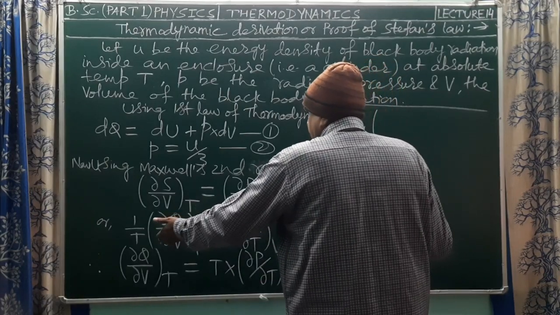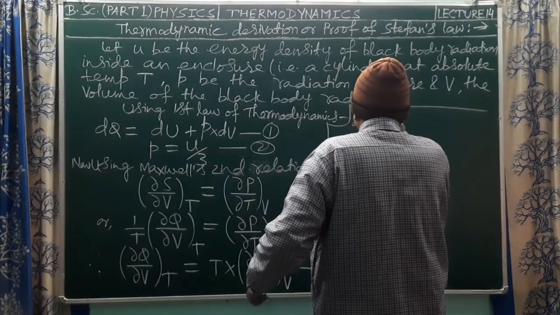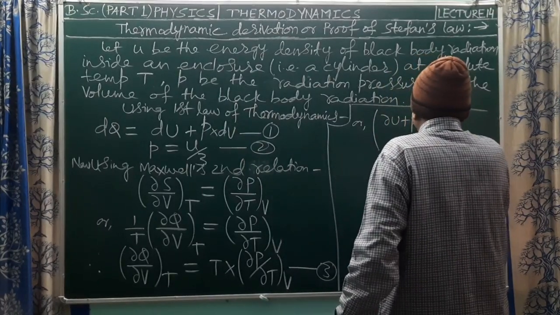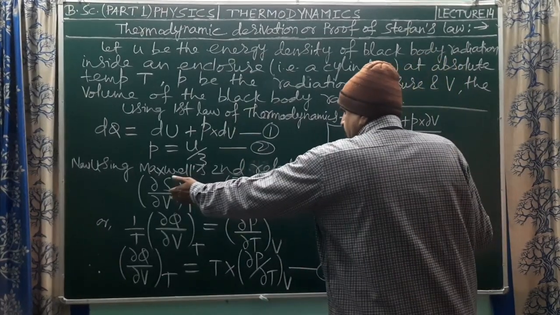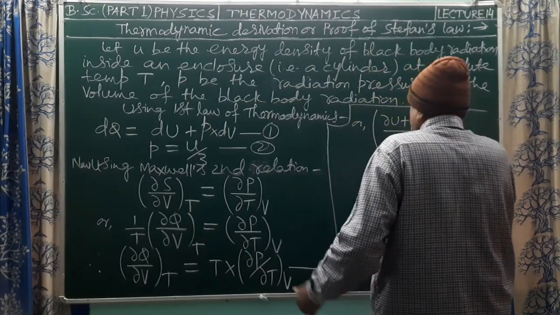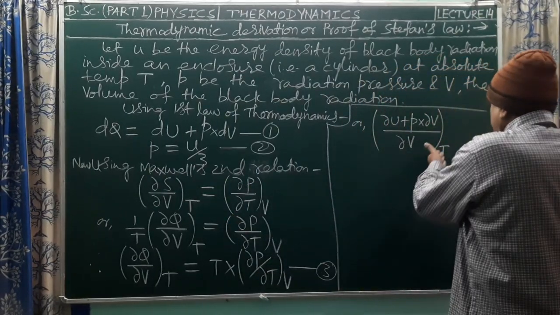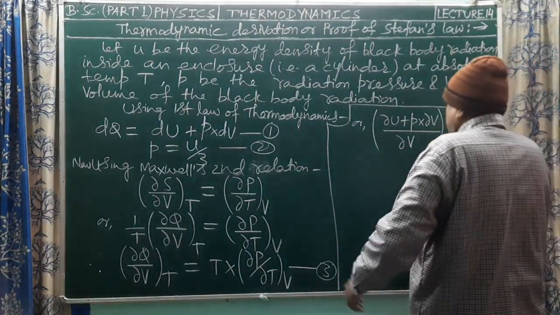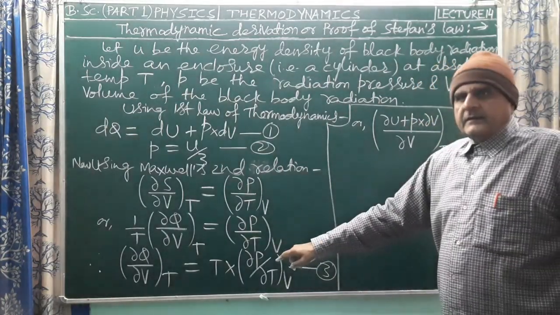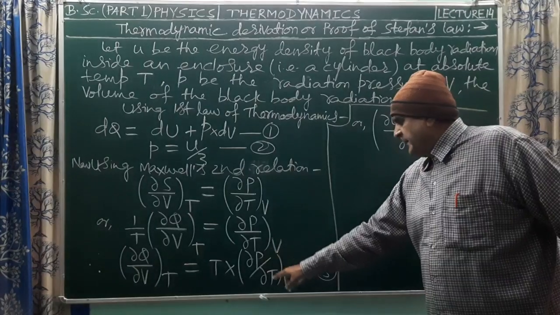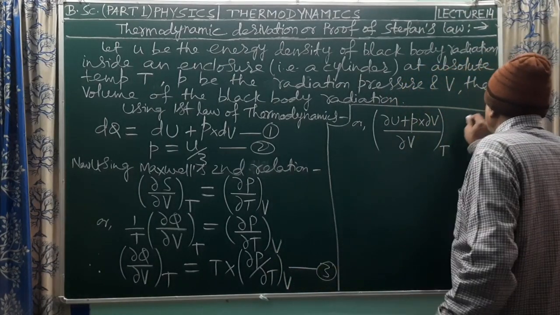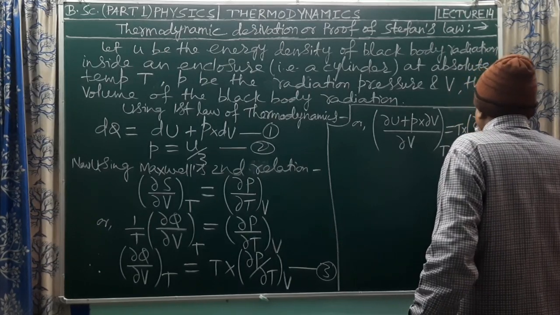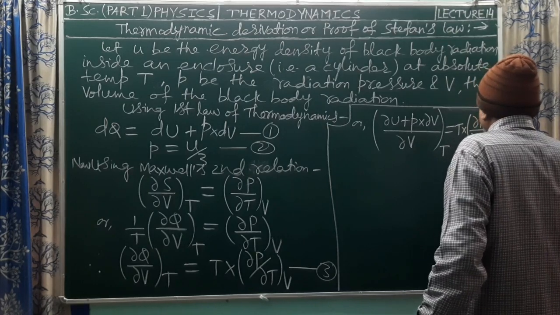So LHS becomes, in place of del Q we can write del U plus small p multiplied by del V, upon del V, del V is in the denominator in the LHS, at constant temperature T, which we write outside the bracket. The suffix capital T below means at constant temperature. Equals to RHS, which is now T multiplied by del P upon del T at constant volume V.